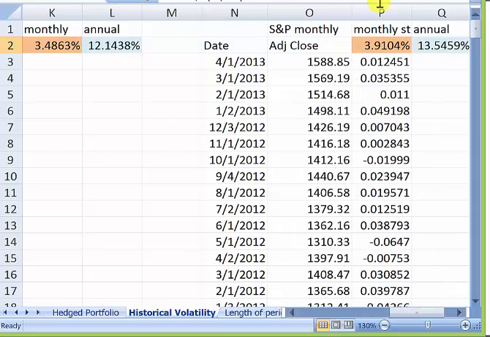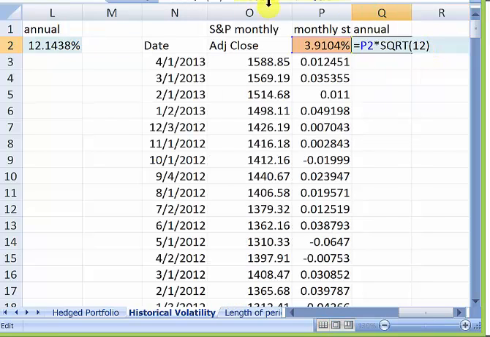And the annual standard deviation based on the monthly, right? I take the square root of 12 times the monthly standard deviation, and get my annual standard deviation, 13.54. Again, not really very far from 12.14. The space for error, at least based on historical data, is not that big.